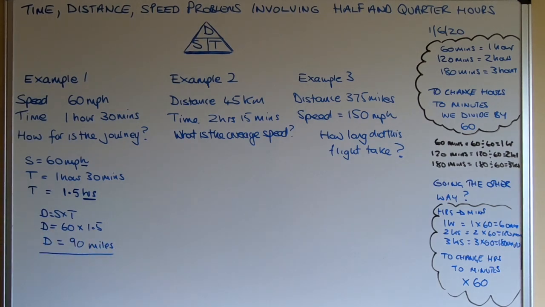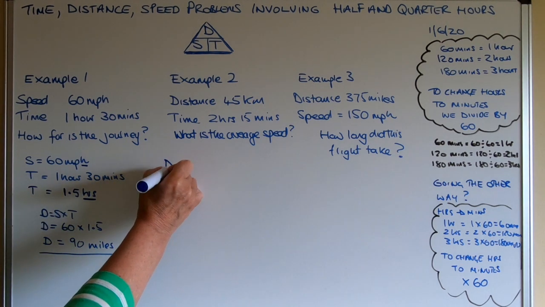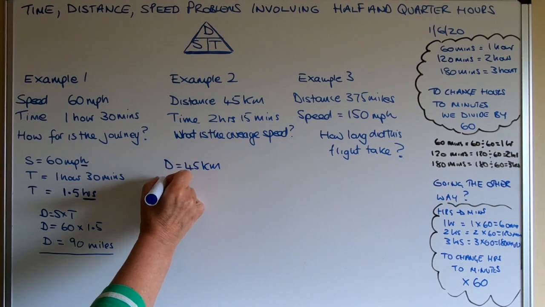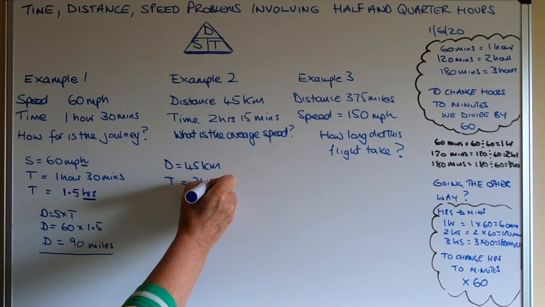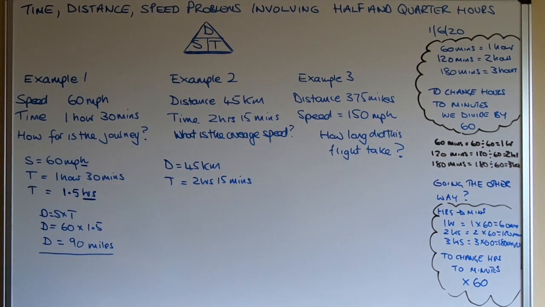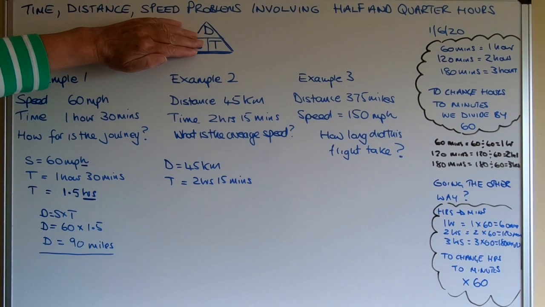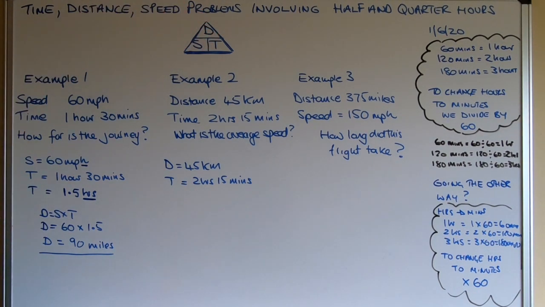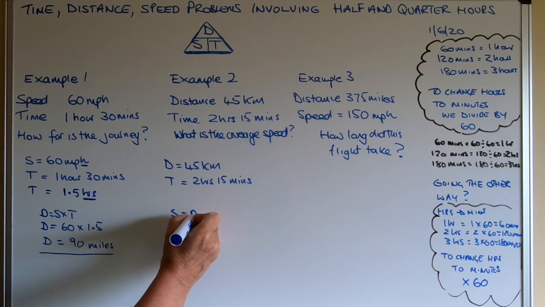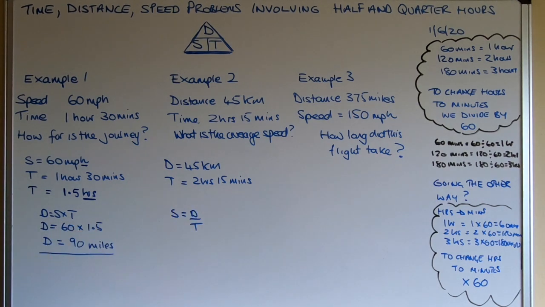Let's look at example 2 and write down what it is we have and what we're being asked to find. Distance is equal to 45 kilometres and the time is equal to 2 hours and 15 minutes. So it's the speed this time we're being asked to work out. So if we put our hand over this, speed is equal to distance divided by time.